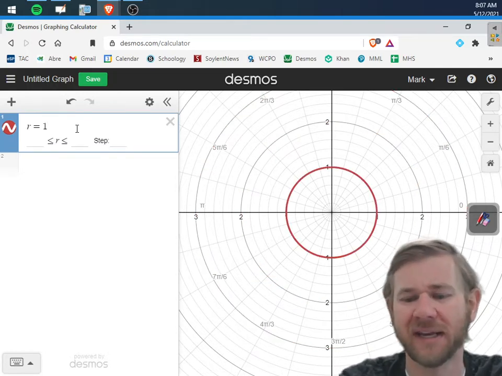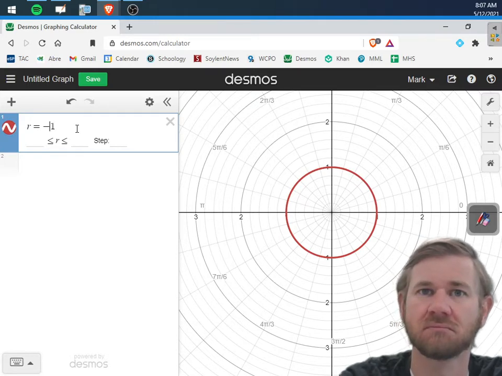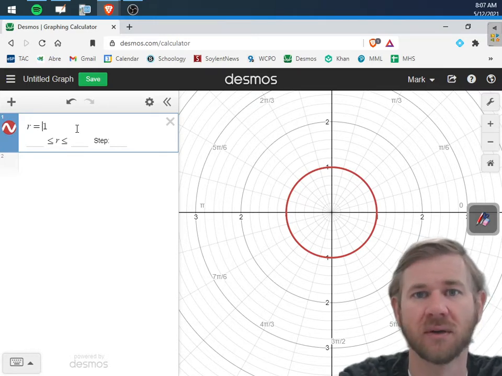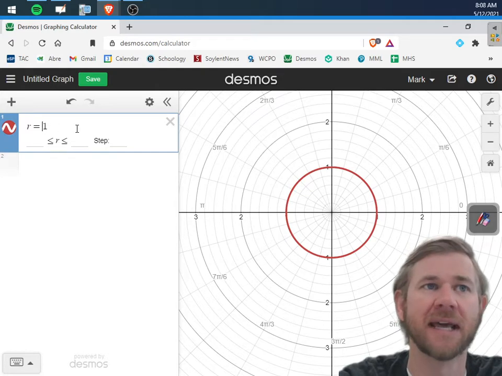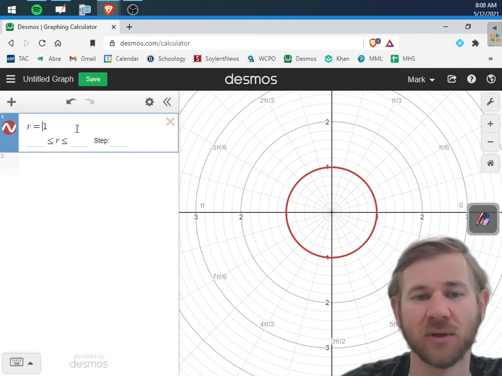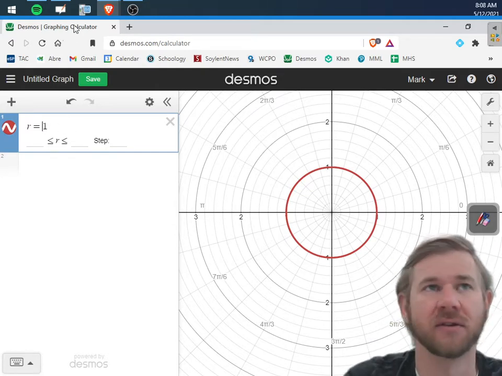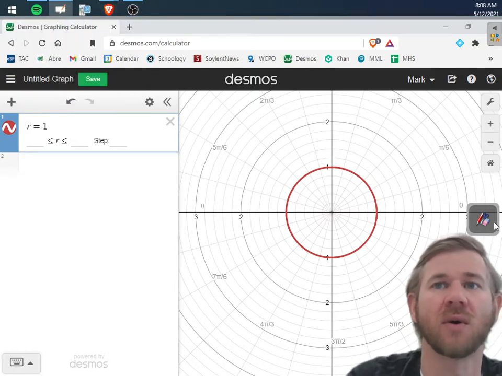It's 1. What if I make a negative 1? Oh, okay. Doesn't do anything. Making it a negative doesn't do anything. It's just going to be the radius of the circle. So the absolute value, if you can think about it that way. So what questions do we have here?